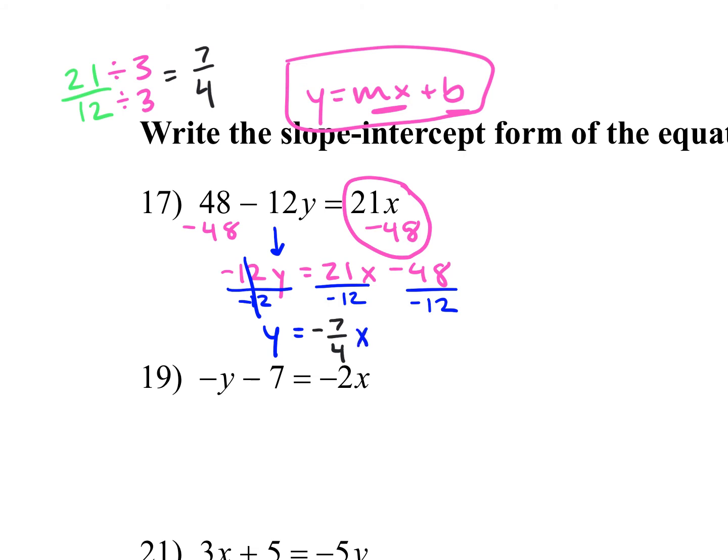And then what's negative 48 divided by 12? Negative 12. What is it? 4. It becomes positive 4. So that's my answer.